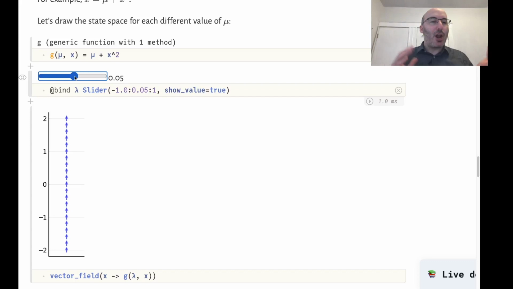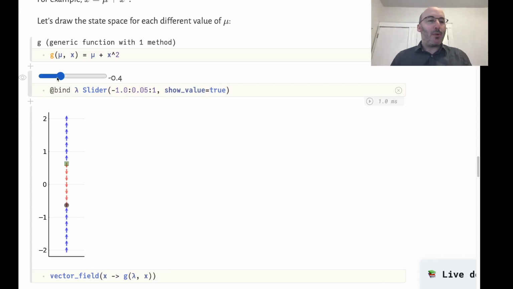Above 0, there are no longer any fixed points actually. You can see that since x squared is always non-negative, and if mu is positive, then this result will always be positive, and so the vector field will always point upwards. So there are no longer any fixed points. And so that's qualitatively different global behavior of the system compared to a value of mu which is negative, where there are these two fixed points.